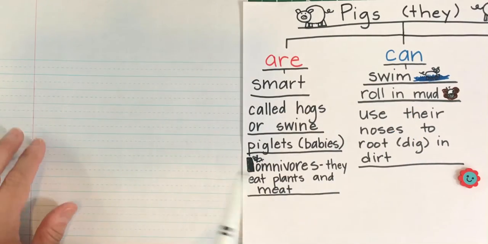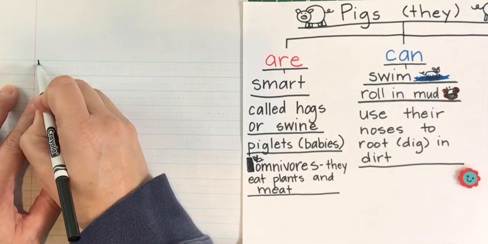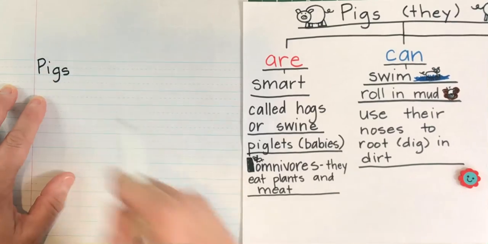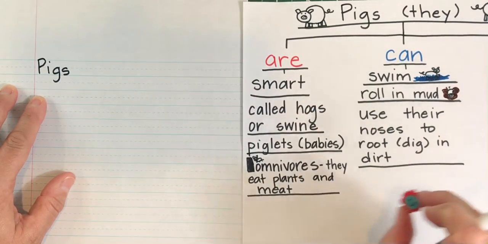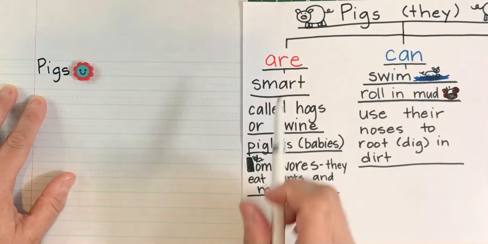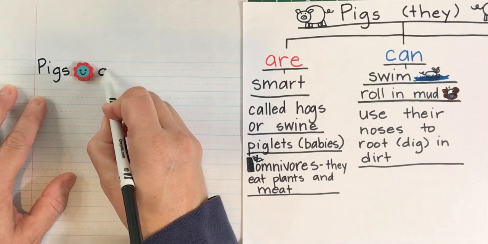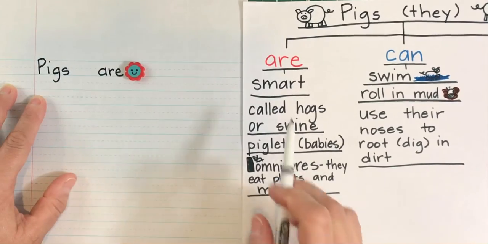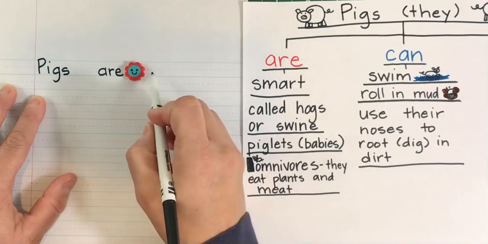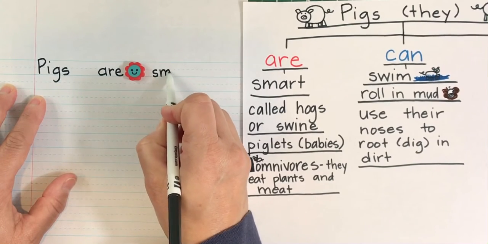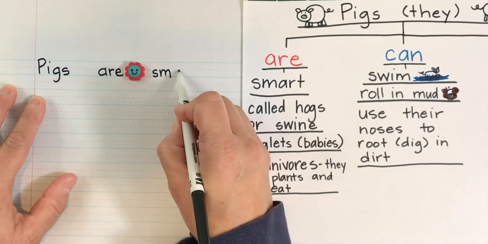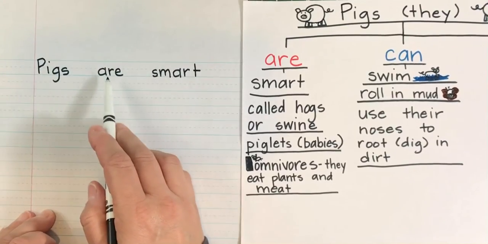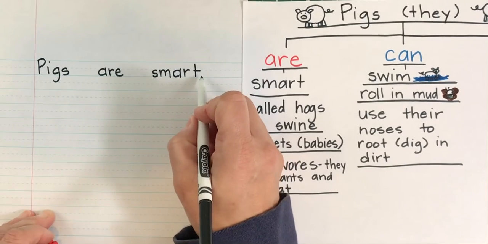So my first word is pigs. I'm going to start with a capital P. P-I-G-S. There's my word pigs, and it matches the word that's there just by using my sounds. I know the sight word are. I know I spell A-R-E, and I'm going to leave my space. I have the word smart there, but I could also use my sounds. AR is going to be AR. Smart. Pigs are smart. Oh, I need to end my sentence with a period.